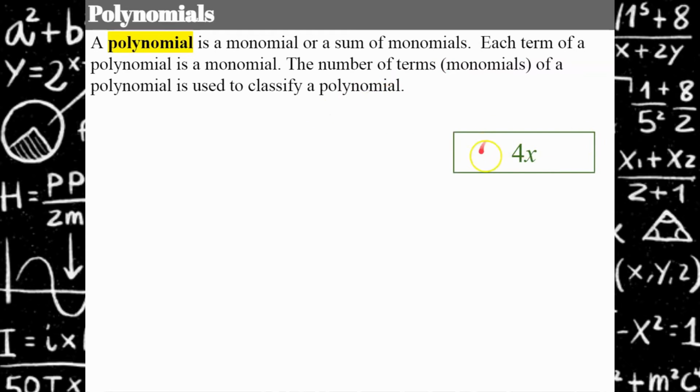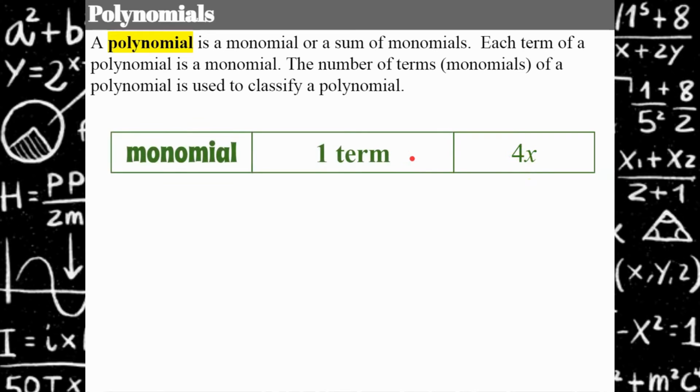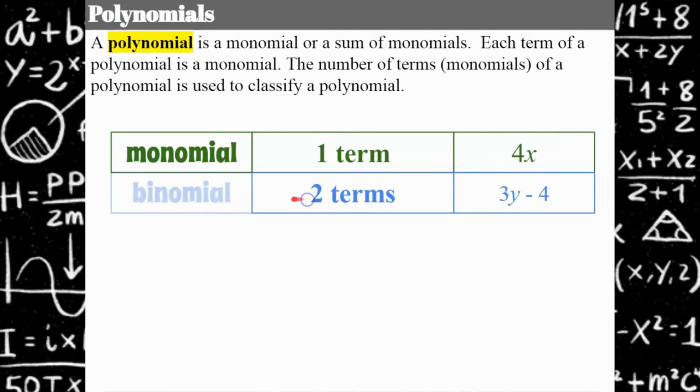So here we have 4x. That's one term, and we call it a monomial. Let's look at 3y subtract 4. That has two terms, 3y and negative 4. We call that a binomial.